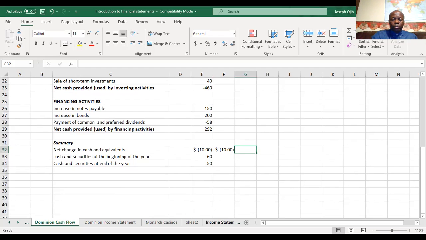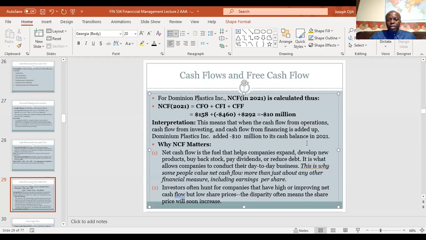So let us go back to our PowerPoint and continue where we stopped. So you can see how we get this -10 million. So this means that the net cash flow for this company, Dominion Plastic, added -10 million into the cash balance in 2021. So which is not good.